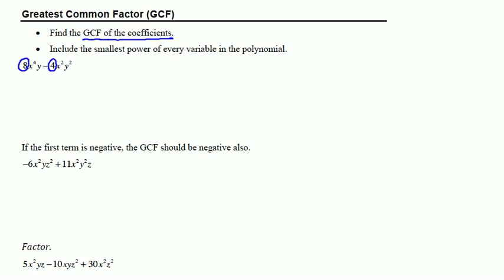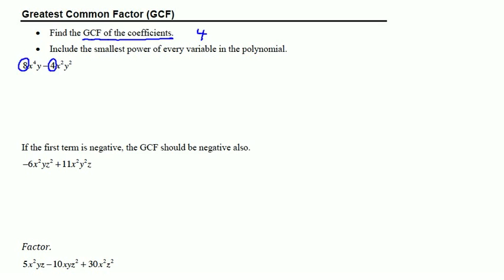So in this case we have coefficients of 8 and -4. Just looking at the numbers, not the signs for now, I can see that 4 is the largest number that's a factor of both 8 and 4. So 4 is going to be the numeric part of my GCF.